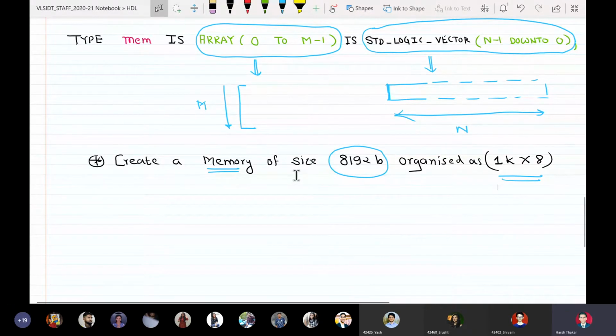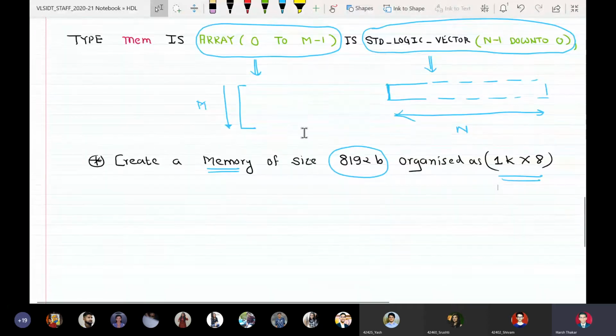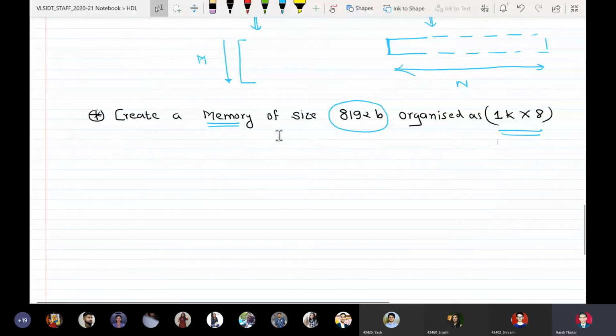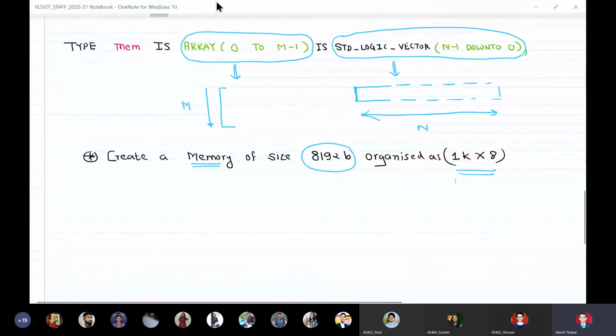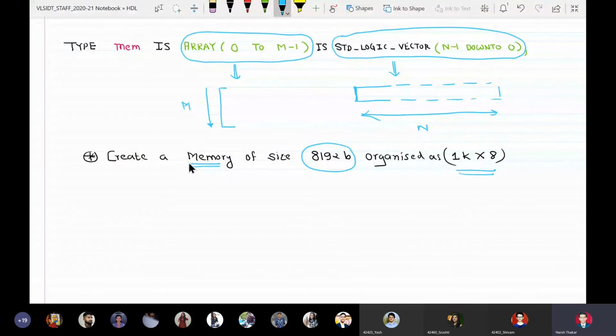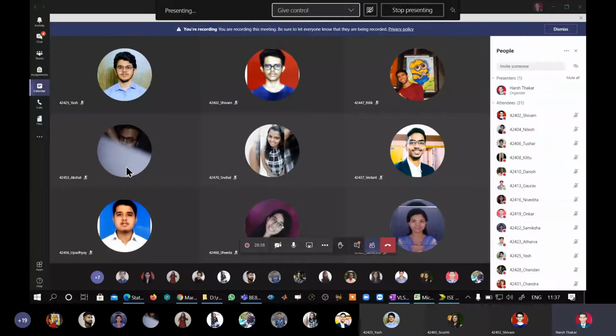Now from the student side, I want somebody to answer what will be the syntax, based on this, to create a memory of size 8192 bytes organized as 1k by 8. Be fast. Syntax for creating a memory which can store 8192 bytes and is organized as 1k by 8.